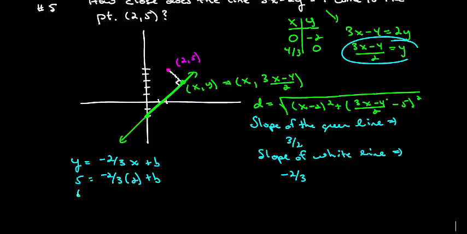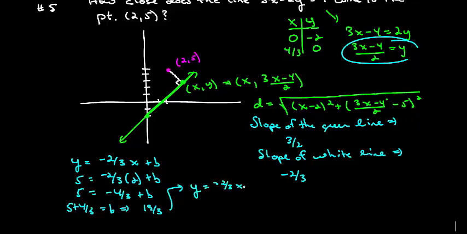Okay, so this is 5 is equal to -4/3 plus b. Add 4/3 to both sides to get our b value here. So that's 15/3 plus 4/3, so it'll be 19/3. So y is equal to -2/3 x plus 19/3. So what does that give us?